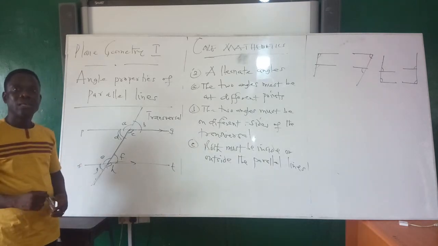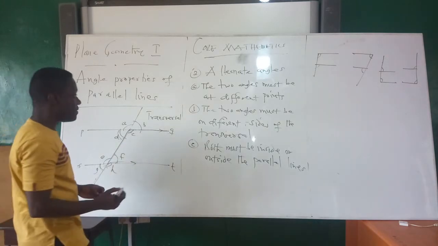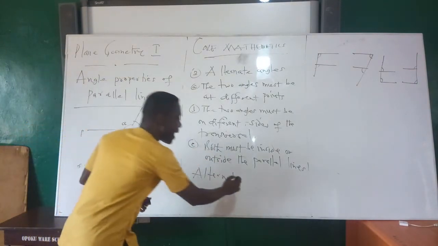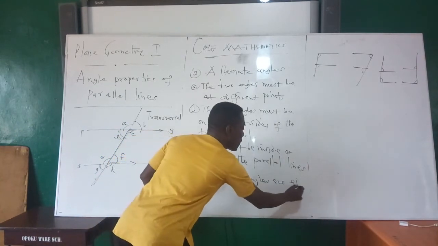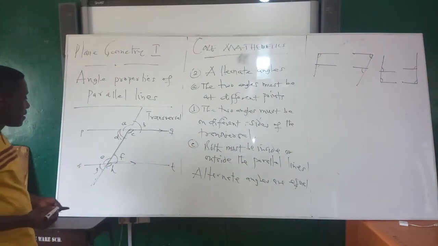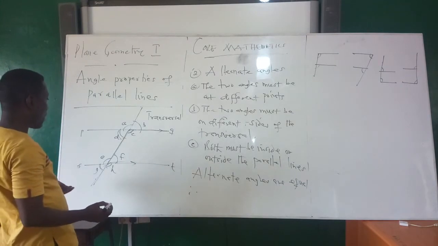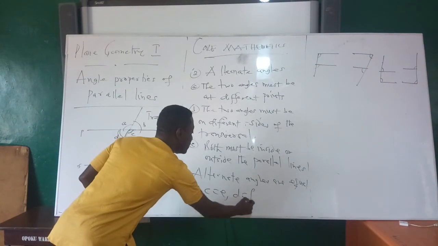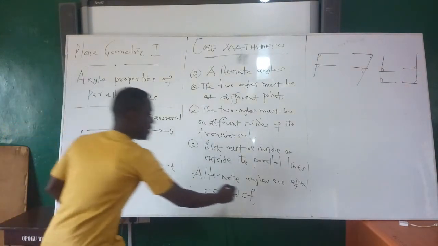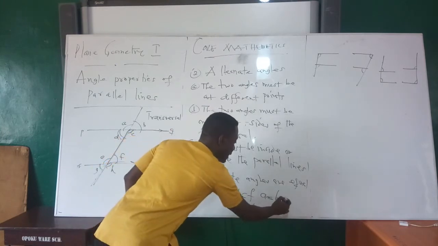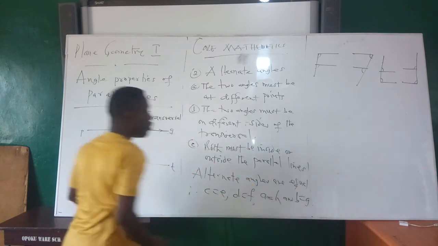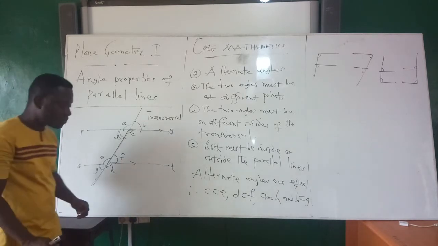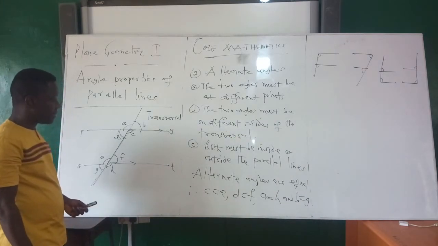Now, what is the property here when it comes to alternate angles? The property is that alternate angles, just like the corresponding angles, are equal. Alternate angles are also equal. So from our diagram, C is equal to E, D is equal to F, A is equal to H, and B is equal to G. So those ones are what we call the alternate angles, and they are equal. Please take note of that.